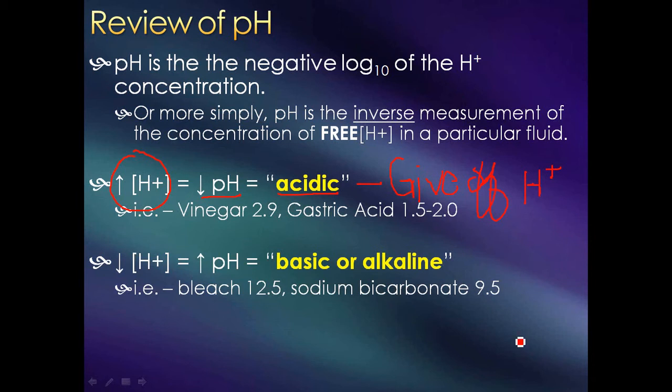Now, on the other hand, substances that reduce the number of hydrogen ions in solution tend to increase pH, and these are said to be basic solutions or alkaline solutions. Alkaline or basic substances tend to pick up hydrogen ions. Again, pick up hydrogen ions. They reduce the number of hydrogen ions in solution. One of the more common bases that you have all worked with and maybe didn't even know it was a base is bleach. Bleach has a pH of 12.5.